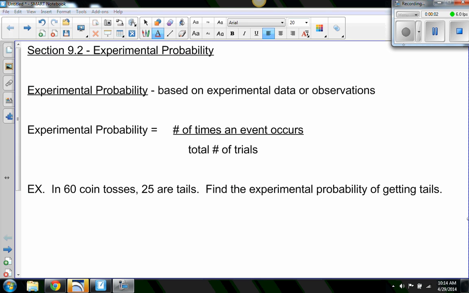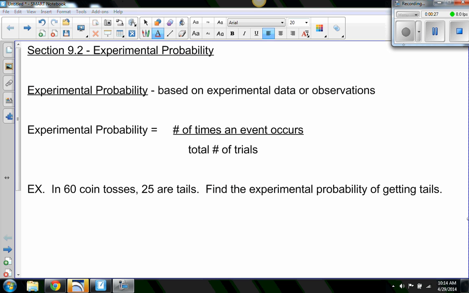Hello 7th graders, your new video is for section 9.2, which covers experimental probability. So remember I said that there were a couple different types of probability. You have the theoretical probability that we did yesterday, and then you have experimental probability, which is what we're going to do today.